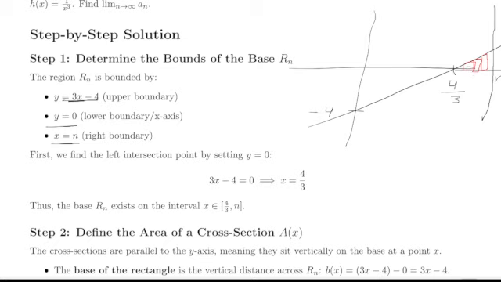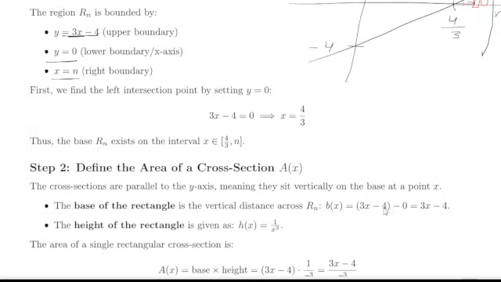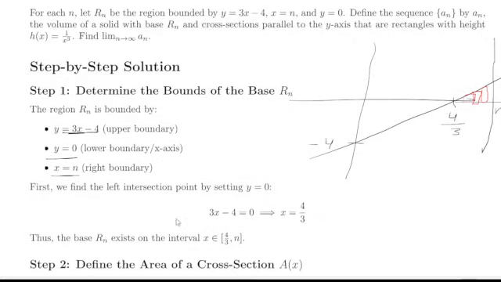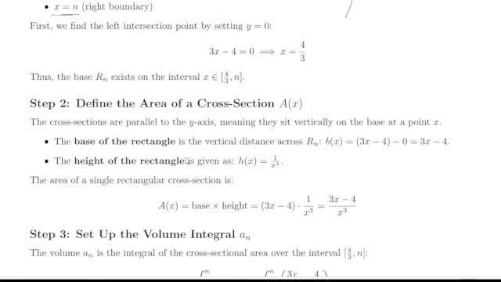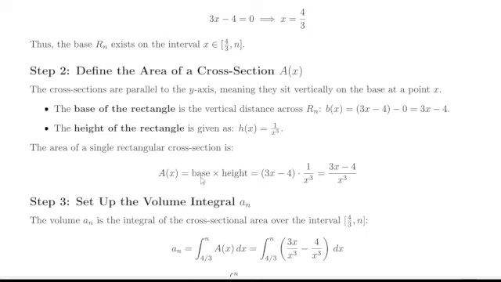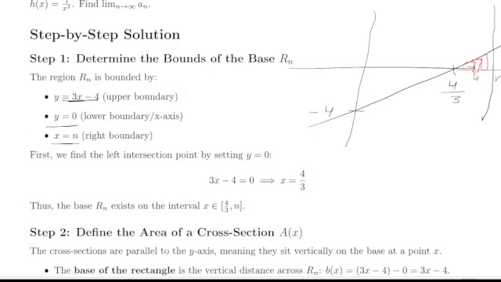The base depends on the height of 3x minus 4. So this is a three-dimensional object. Right now, the base is just going to be 3x minus 4 minus 0, which is 3x minus 4. And the height is given to us as h of x equals 1 over x cubed. So the area is the base, which is 3x minus 4 times the height, which is 1 over x cubed, to get 3x minus 4 over x cubed. And then we're going to integrate x from 4/3 to n. That's right here.